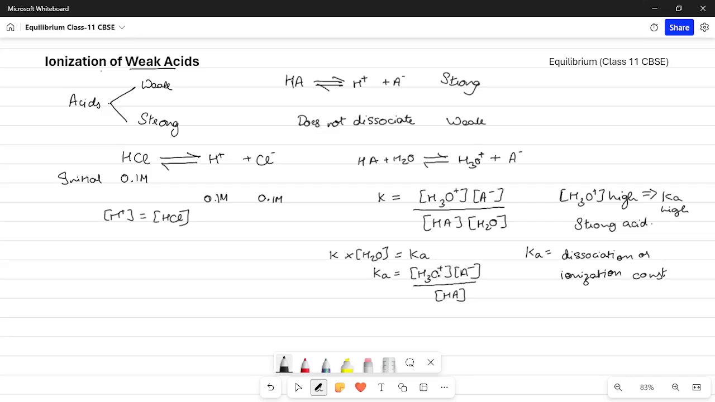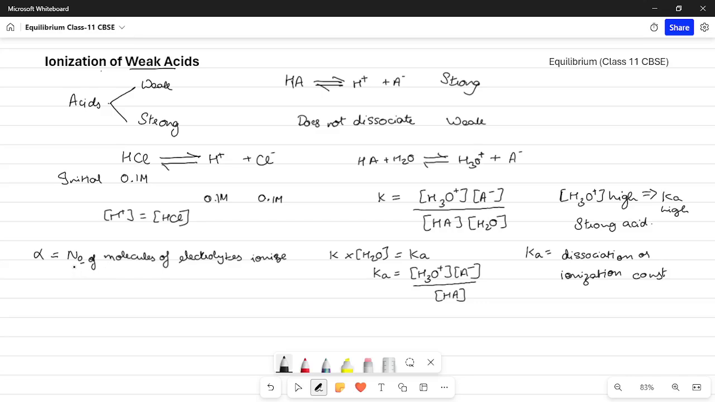However, when you have weak acids, we are also going to be considering another thing called the degree of ionization. The degree of ionization is represented by the value alpha. It is equal to the number of molecules of electrolytes that ionize.